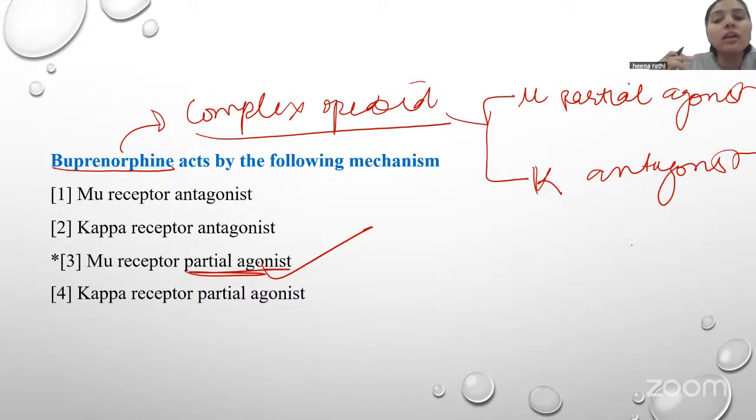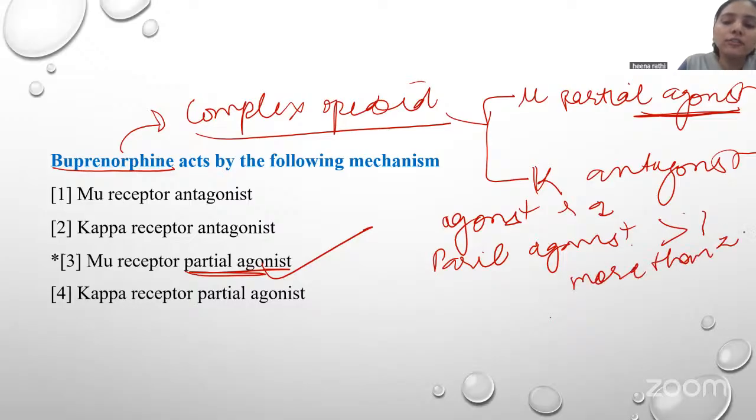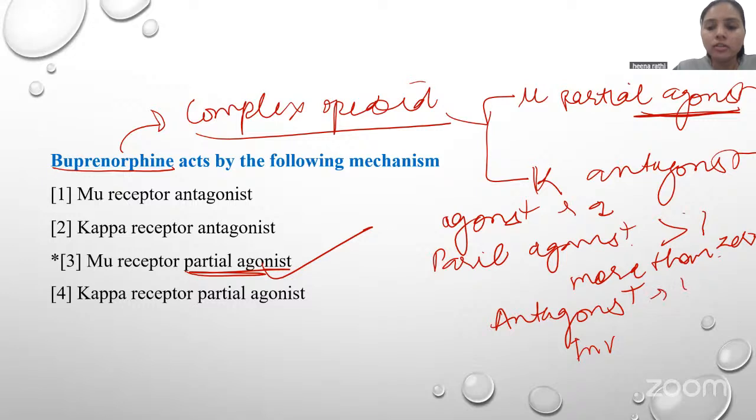Partial agonist means that it is going to have the action not as much as the agonist has. If the agonist is going to have the action 1, this partial agonist is going to have the action below 1, but more than 0. Because if action is 0, then it means it is an antagonist. It is going to block the action of the agonist. And an inverse agonist, when the action is -1, because it is going to inverse the action of the agonist.